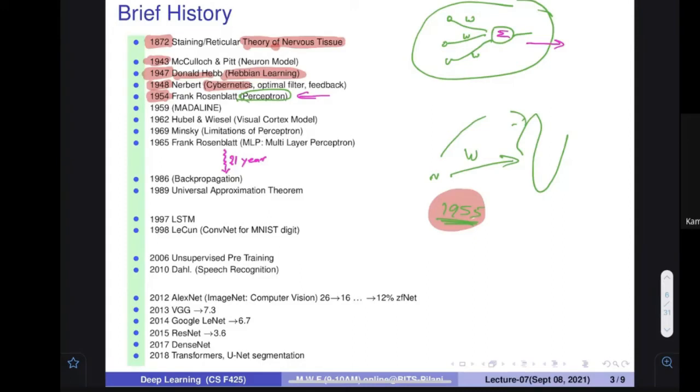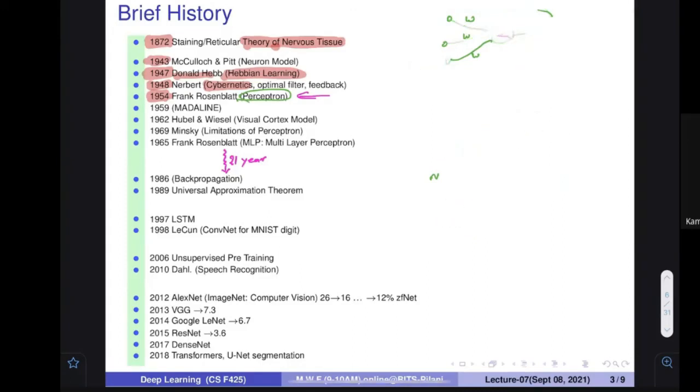So this was the time when we understood what the perceptron is, what the actual model is. After that, as I told you, the Madaline was the first thing that came to us, and this was the first item that we built using these kinds of models.